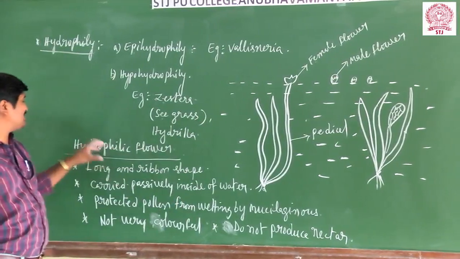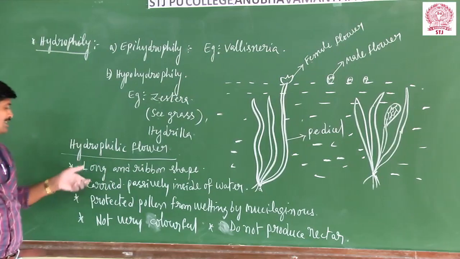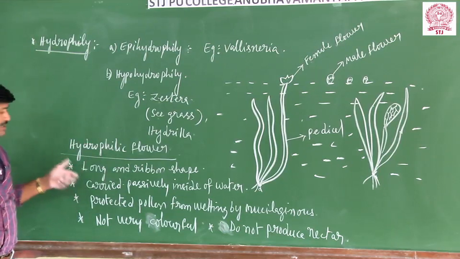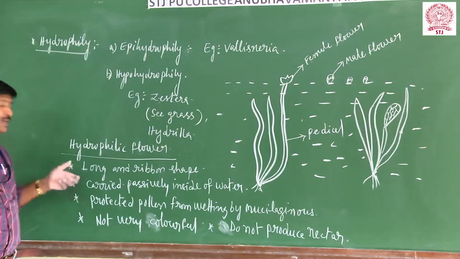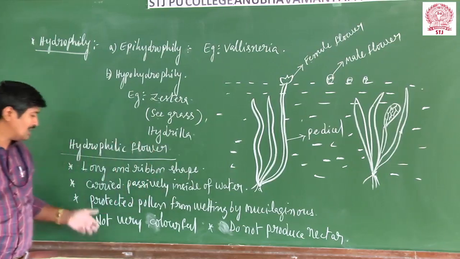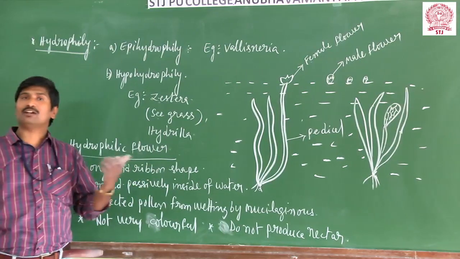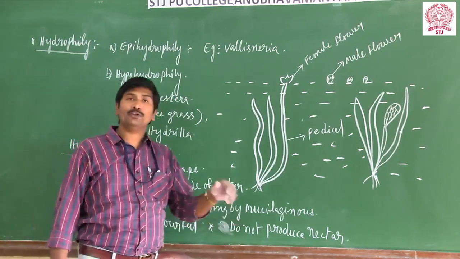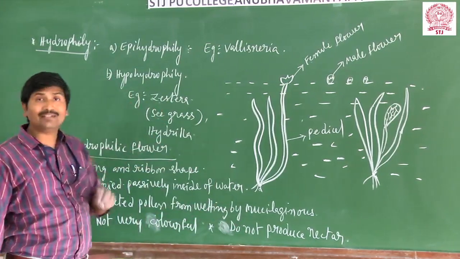So these are the characteristics of the hydrophily. Here also a total of 5 characters are there. One is the pollen grains are very long and ribbon shaped structures. Second one, the pollen grains are carried passively inside of the water. The third one, the pollen grains are protected from wetting by the mucilaginous covering. Fourth one, the flowers are not very colorful. And the last one, they do not produce any nectar. These are the characteristics of the hydrophilic flower.